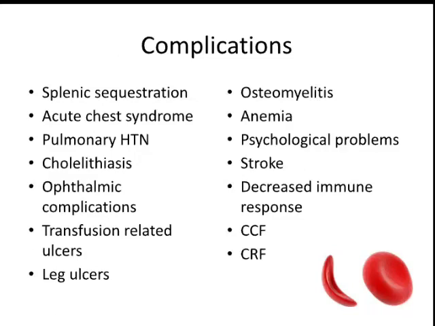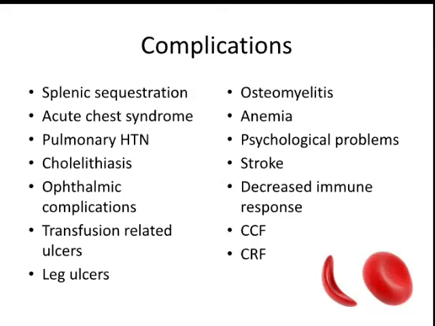What are the complications? There are a lot of complications that happen when the patient is in sickle cell crisis. So they may not always show symptoms. There are mild symptoms shown always, but suddenly the patient becomes very severe due to complications like splenic sequestration, acute chest syndrome, pulmonary hypertension, cholelithiasis, ophthalmic complications like eye damage, transfusion related problems, leg ulcers, osteomyelitis, anemia, psychological problems, stroke, decreased immune response, congestive cardiac failure and renal failure.